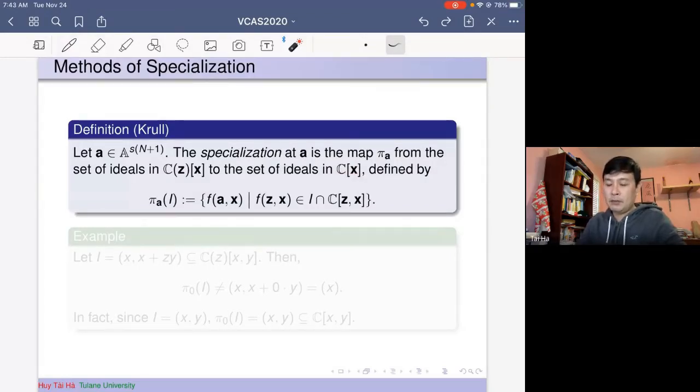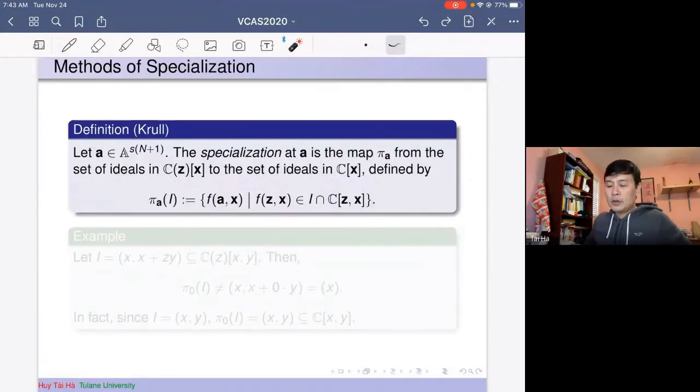And the map is given by, you start with an ideal in here, okay? We look at all elements of that ideal which are honest polynomials in both x and z, in both the variable x and the new indeterminate z. And then we do the substitution A for z.